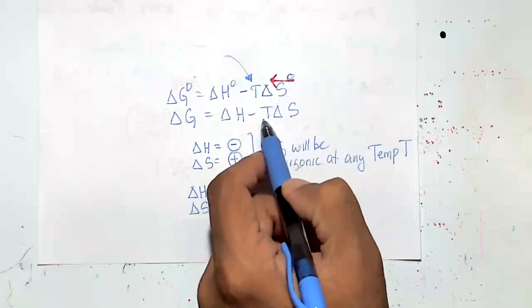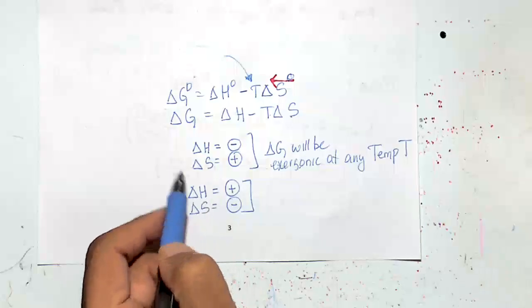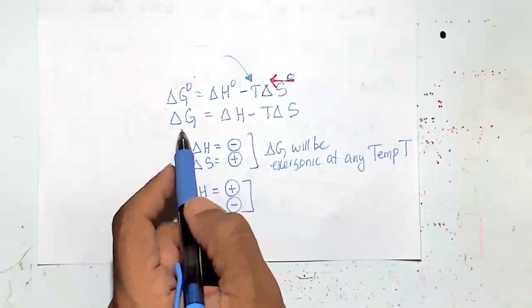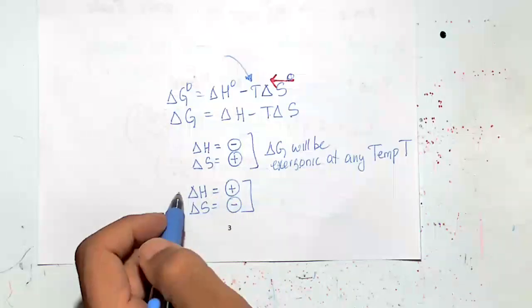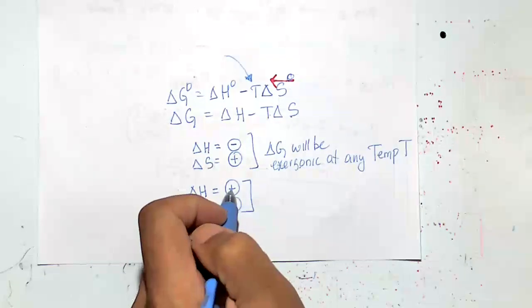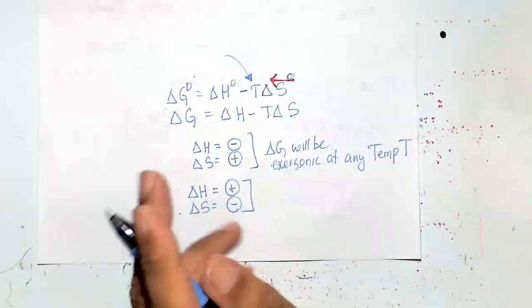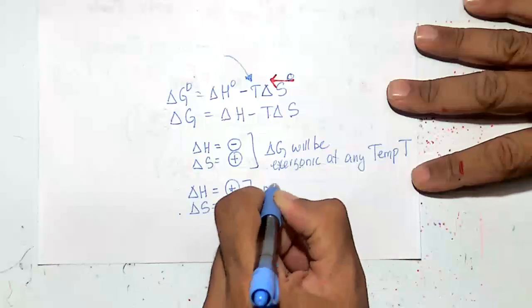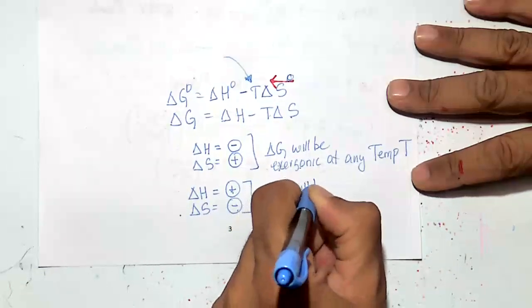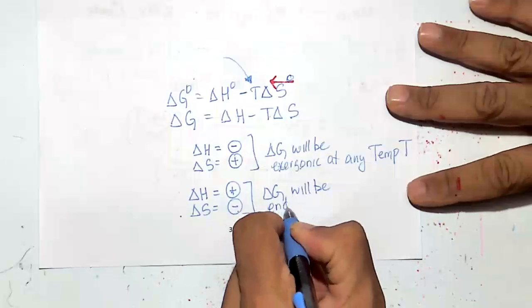Well, the negative and negative become a positive, and a positive with the positive delta H will be positive no matter what temperature. So this is enthalpically not favored, entropically not favored, because if you plug in a positive here and a negative here, no matter what, you'll get a positive delta G. So delta G will be endergonic, meaning positive at any temperature.